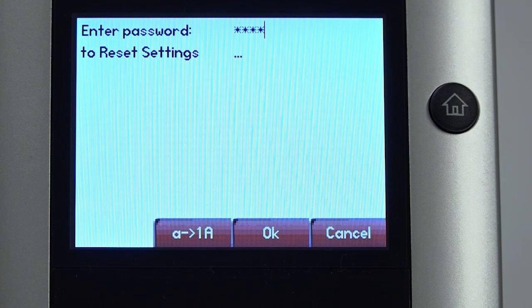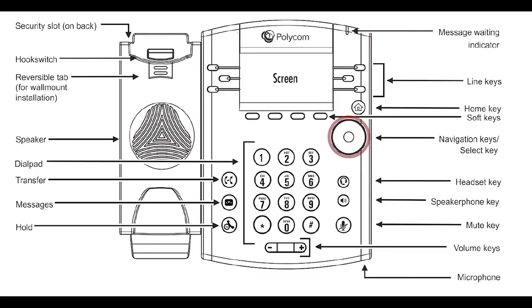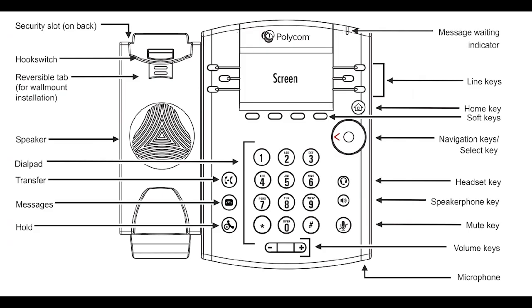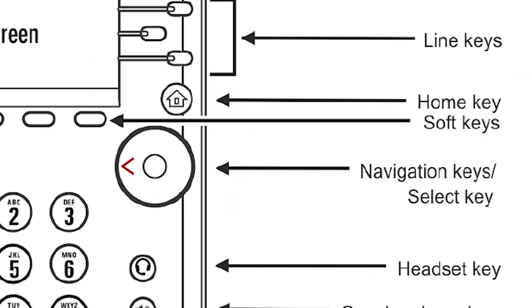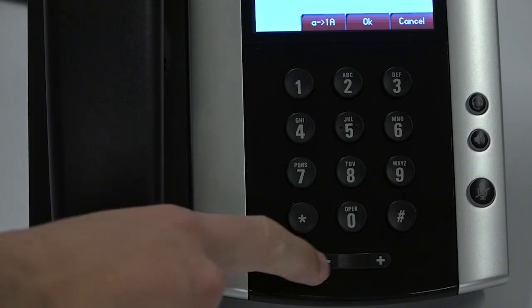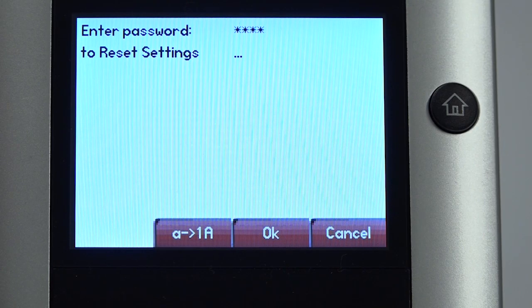The letters and numbers you type will only appear on screen as asterisks, so this may take a few tries. However, on phones with a directional pad, such as the 101 through 411, the left arrow key will act as a delete key should you make a mistake. On touchscreen models, 500 through 601, the volume down key can act as a delete key.